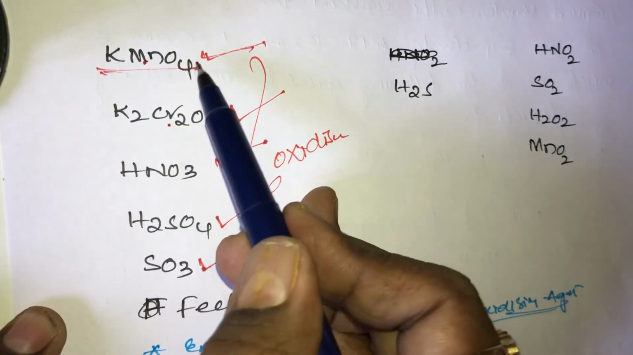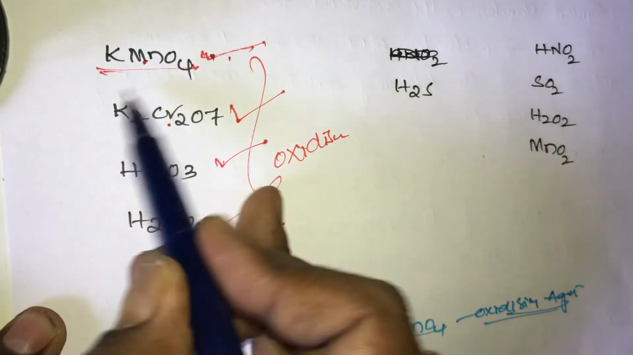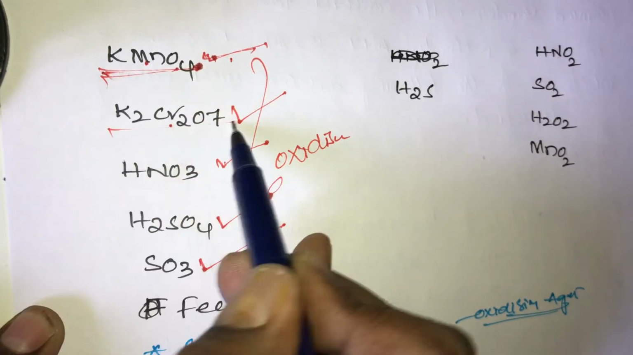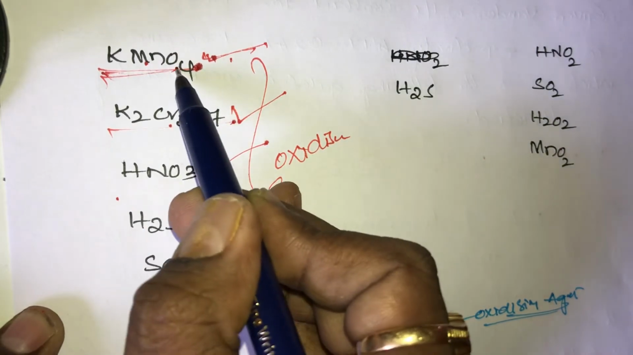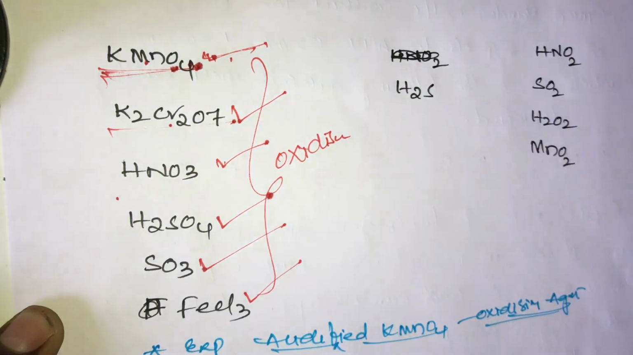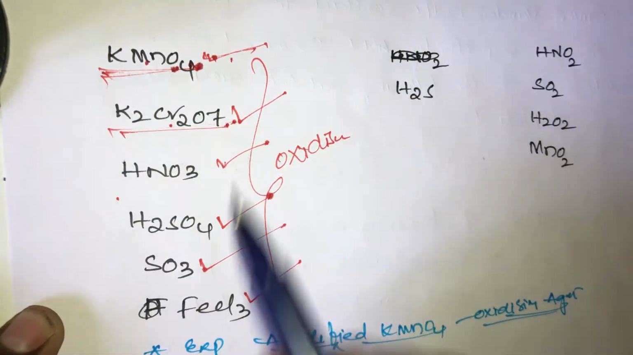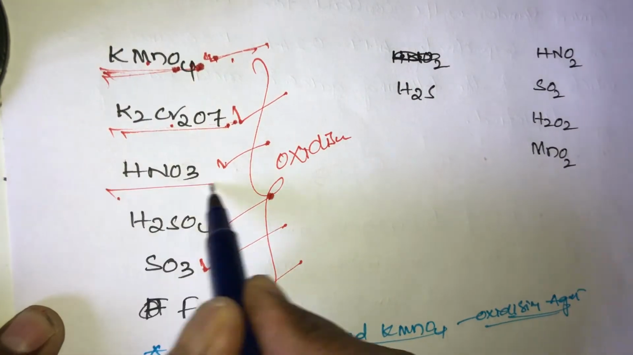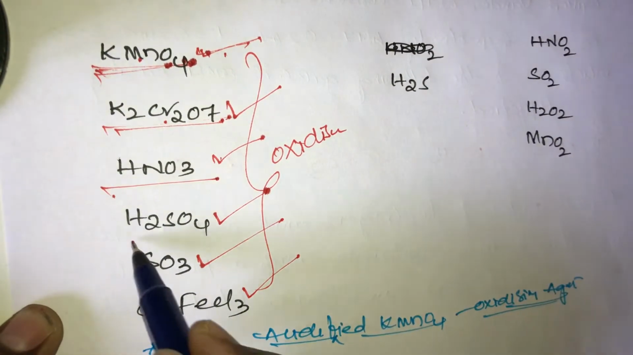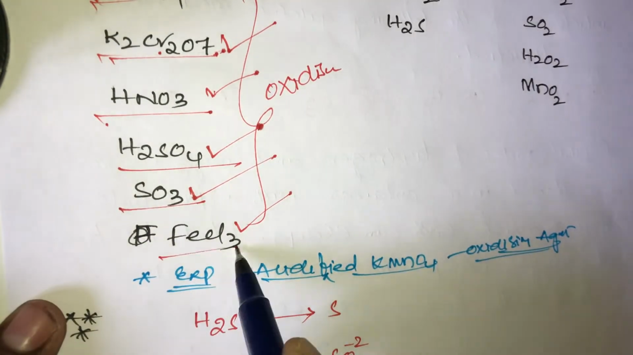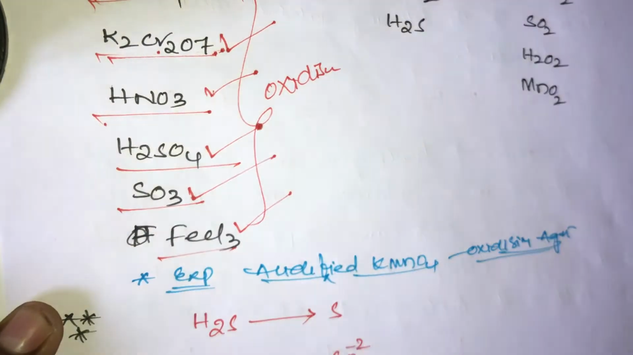KMnO4, potassium permanganate, in acidic medium, basic medium and neutral medium also acts as an oxidizer. K2Cr2O7, potassium dichromate, also acts as an oxidizer. Nitric acid also acts as an oxidizer. Sulfuric acid also acts as an oxidizer, and sulfur trioxide also acts as an oxidizer, and ferric chloride also acts as an oxidizer. These are the important oxidizers.